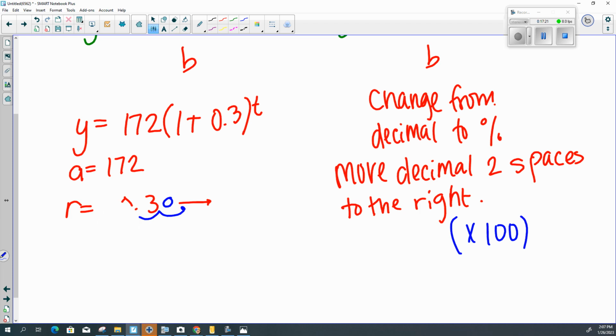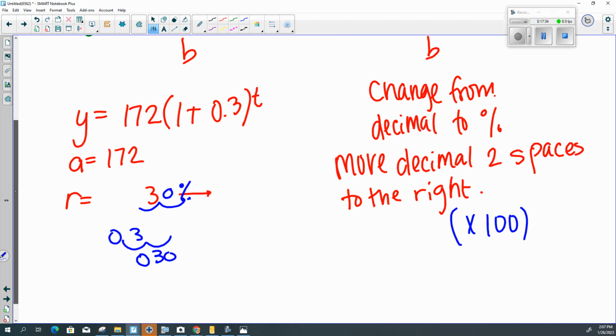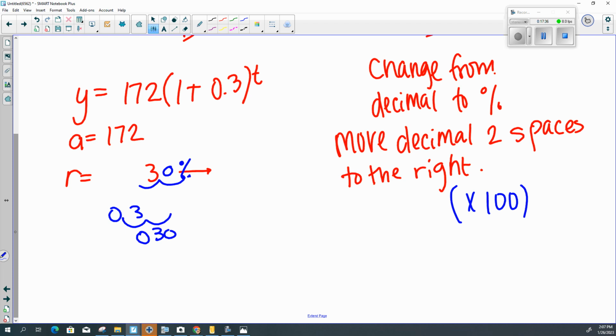We don't need this one over here anymore, right? So again, 0.3, we move our decimal 2 to the right. So it kind of looks like this now. That seems like a silly percent though, don't you think? Like you would never see a percentage like that.